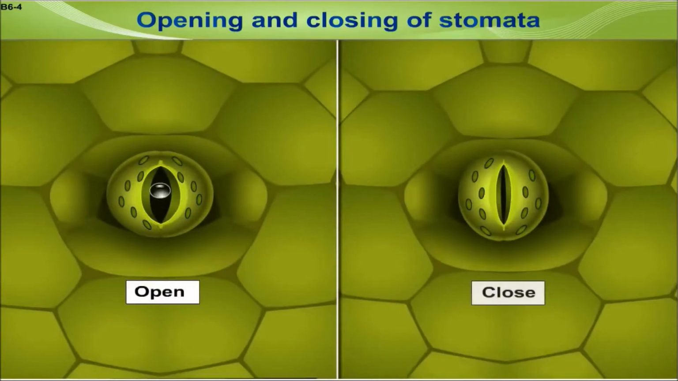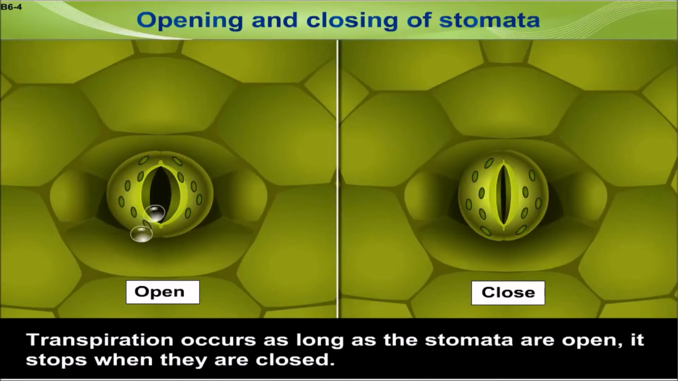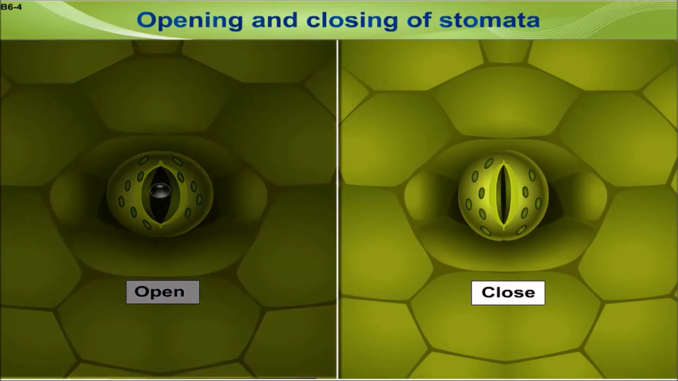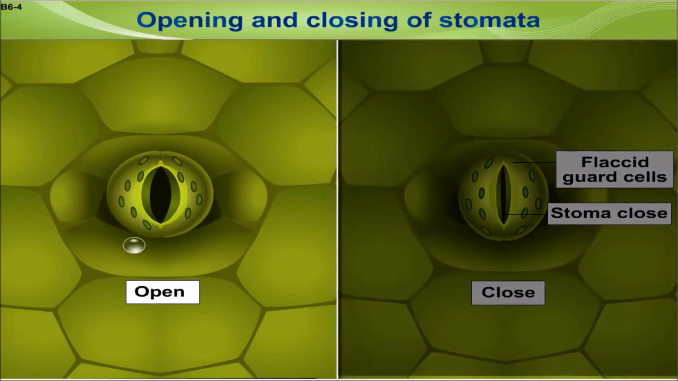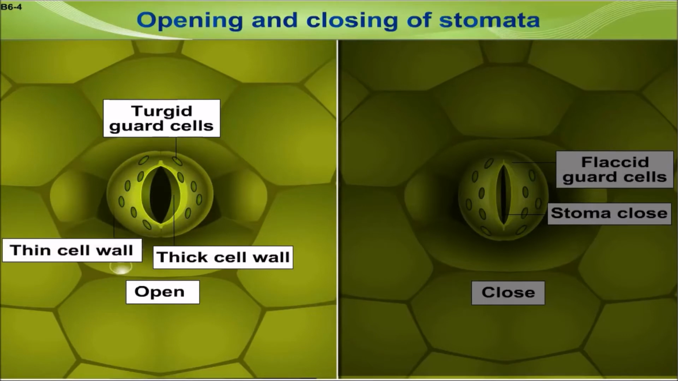Mechanism of opening and closing of stomata. Transpiration occurs as long as the stomata are open. It stops when they are closed. Open and closed stomata. Closed stomata. Flaccid guard cell. Stoma closed. Stoma open. Turgid guard cell. Thick cell wall. Thin cell wall.